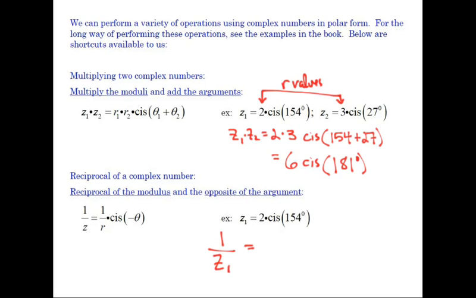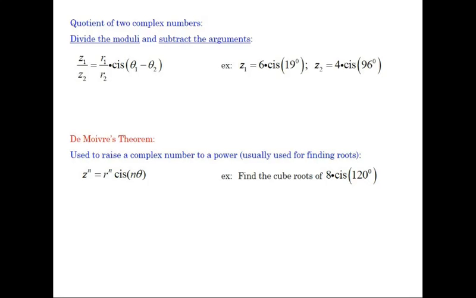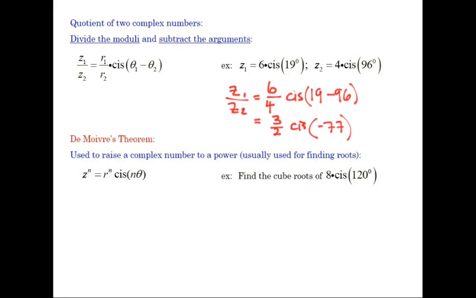For taking the reciprocal, it's 1 over r and then negative theta, the opposite of it, and we'll look at why this works in terms of division in a moment. What we do is it's 1/2, and then we take cis of negative 154, where that's going to be cosine negative 154 plus i sine of negative 154. We try to work it all the way out. For division, we divide the moduli, so we divide the r values, and then we subtract our values for theta, and we get negative 77.